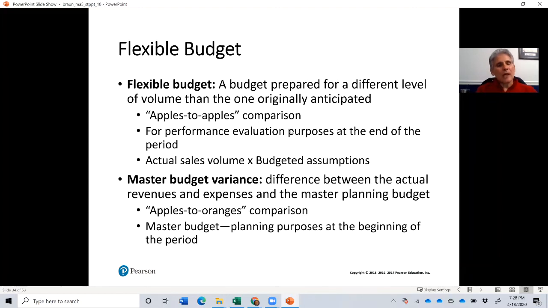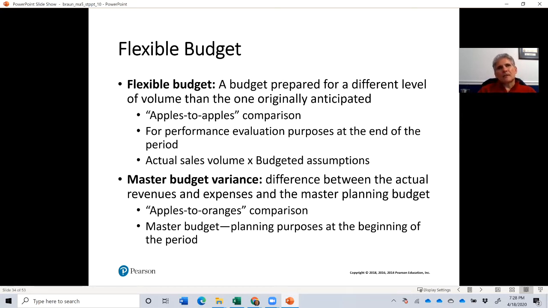Okay, in this section, we're going to talk about the flexible budget. A flexible budget is a budget prepared for a different level of volume than the one originally anticipated. As an example, we might decide we're going to sell 5,000 units, and so we budget based upon the 5,000 units. And then we have a number that we are going to be sticking to on our budget.